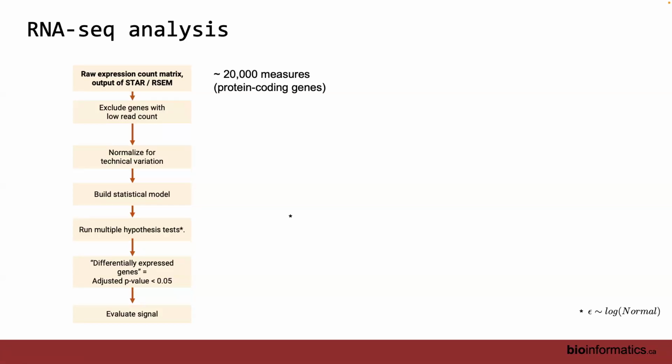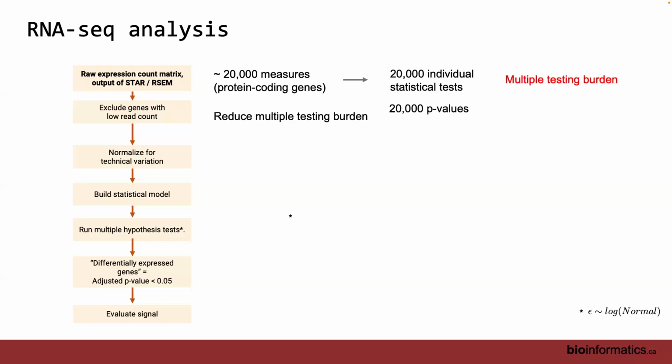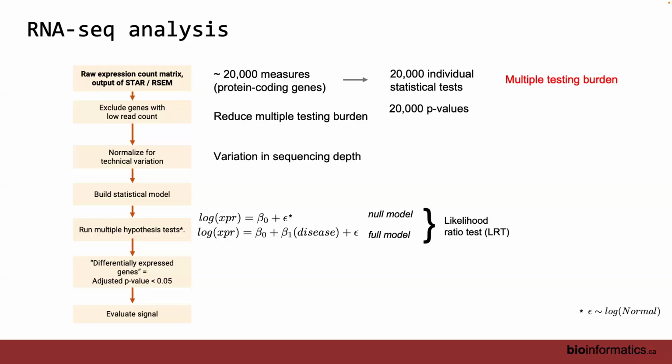If you take protein coding genes and you just assume genes and not transcripts, say maybe 20,000 protein coding genes, you're going to have 20,000 statistical tests, 20,000 p-values, and the multiple testing burden. So you reduce the multiple testing burden, and you control for variation in sequencing depth. Then you run this hypothesis test, and basically you test two competing models. You say the expression of the gene can be explained just by the intercept, or the expression of the gene can be explained by intercept plus disease plus epsilon. Okay.